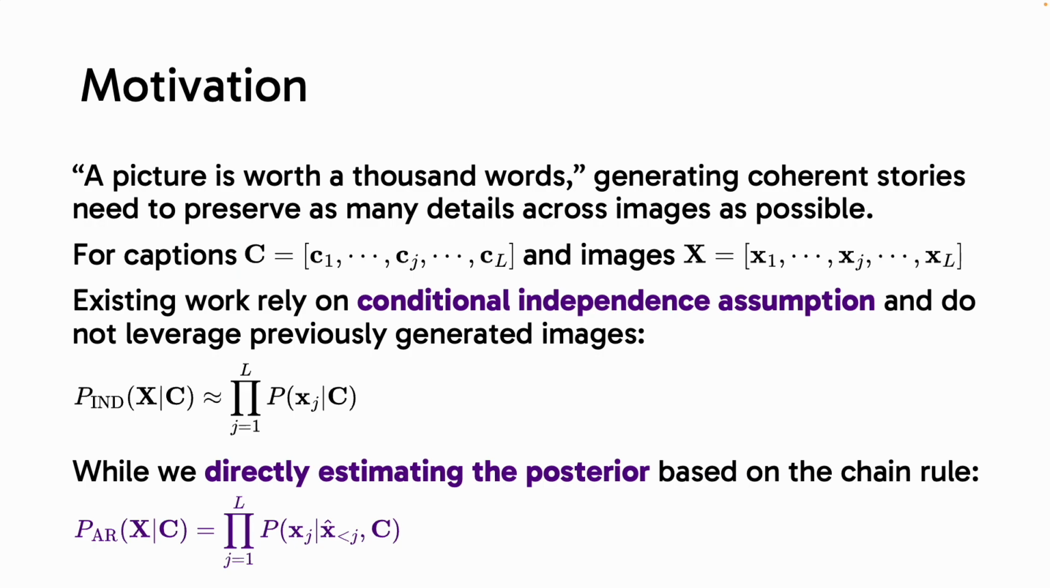In summary, we would like to note that a picture is worth 1,000 words. We can not only use prompt to precisely describe the object's scene, style, and viewpoint lighting. In order to generate coherent stories, we need to preserve as many details across images as possible. While existing work assumes that images are conditional independent and do not generate images with reference to previous ones. To tackle this, we employ an autoregressive generation manner and estimate the posterior directly, which makes it possible to preserve the consistency between images.